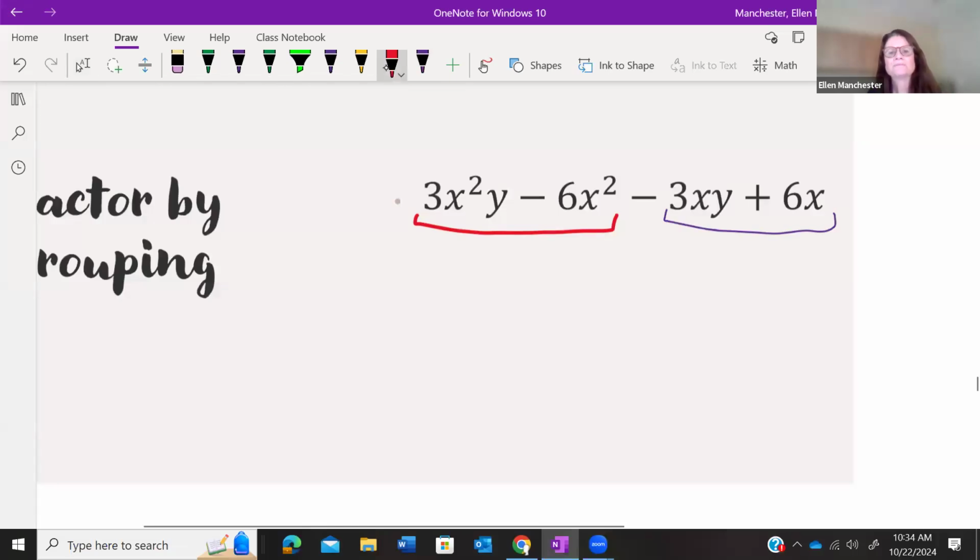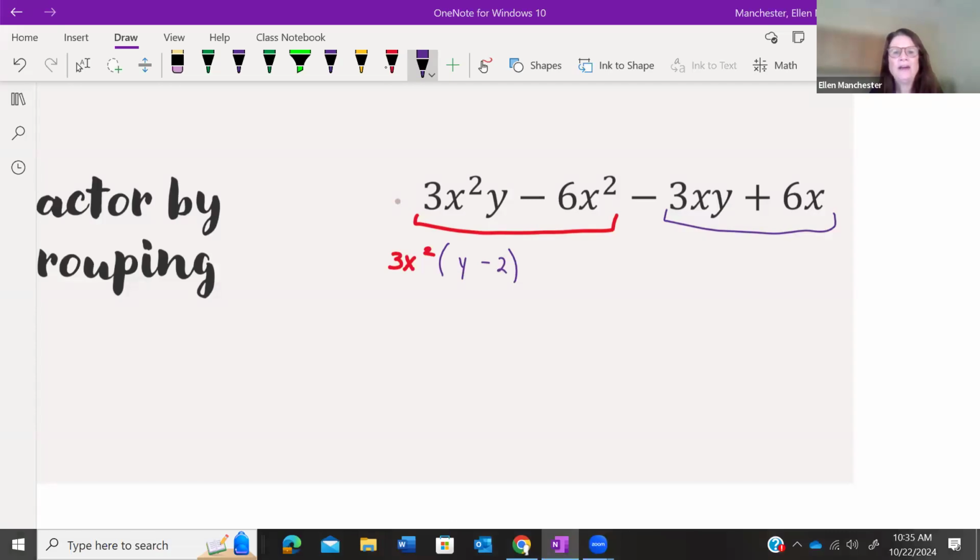All right, here we go. So 3 and 6, we have the 3 in common. We also have an x squared in common. So what's left is y minus 2. Okay. And again, the more you do these, the faster you're going to be in recognizing how to divide things off.